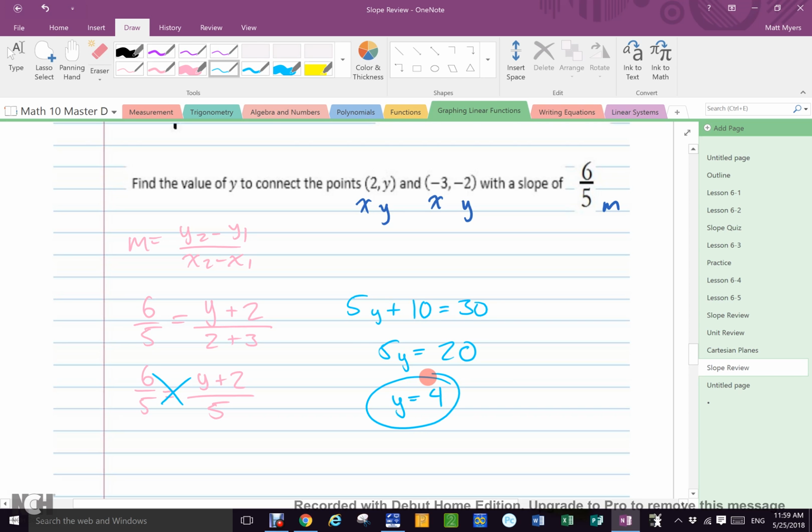Now, somebody in another class said, Mr. Myers, I got 4, but I didn't do y2 minus y1. No, you didn't have to. What did you do? He said, well, I recognized that my run was 5 here, right? So my rise had to be 6. So I just went up 6 from -2 to get to 4. Is that okay? Of course it is, as long as you explain how you did it.